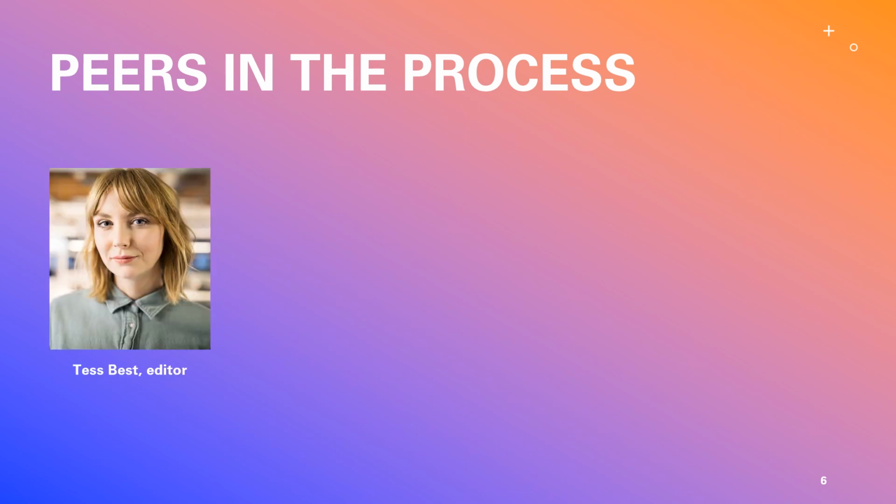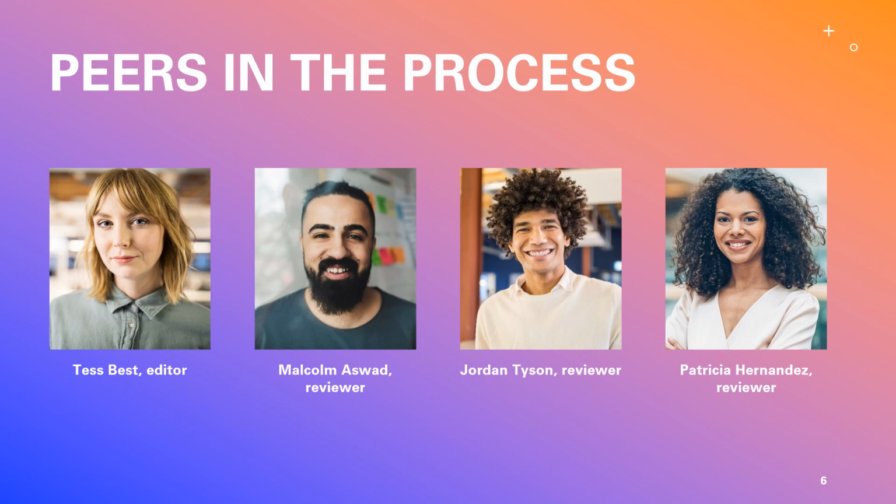Let's talk about the peers in the process. First is going to be the journal editor. Every academic journal has an editor who helps coordinate the peer review process. And then we have the peers. And in this case, these are going to be experts in the same field, or at least in the fields that are covered by the journal. These reviewers will individually review journal articles to determine if they are sufficient for publication.